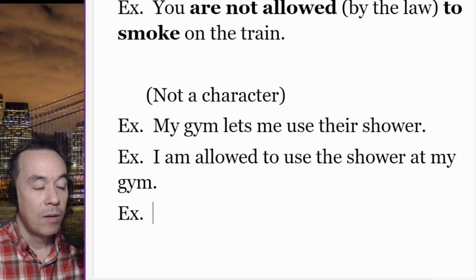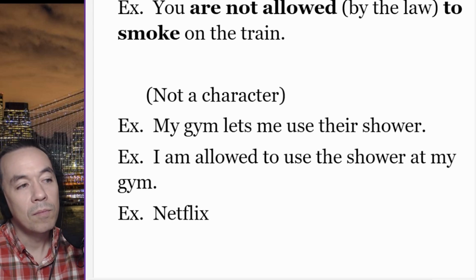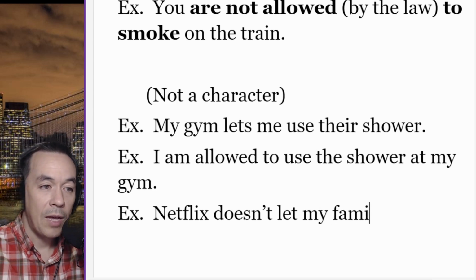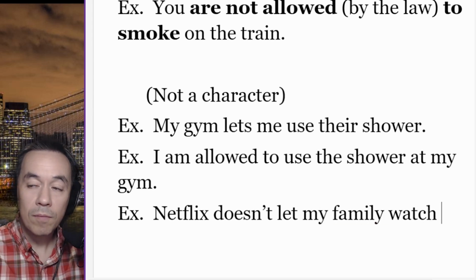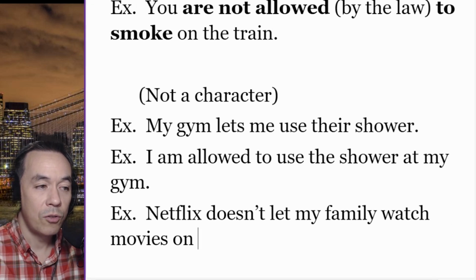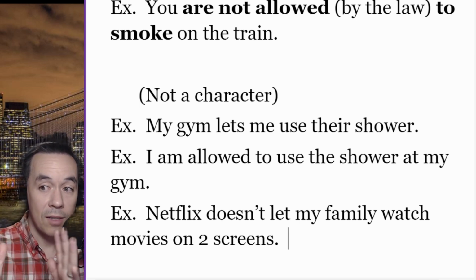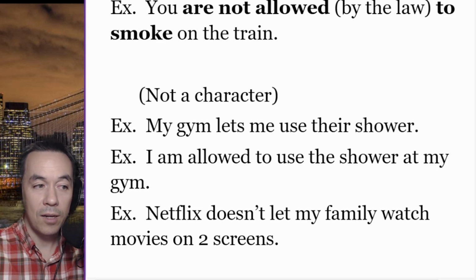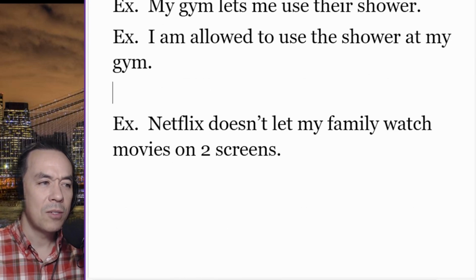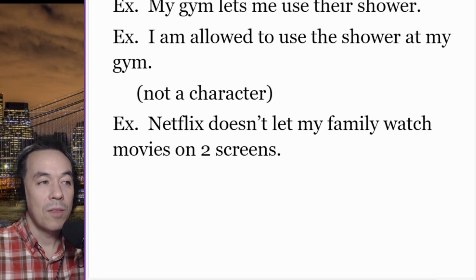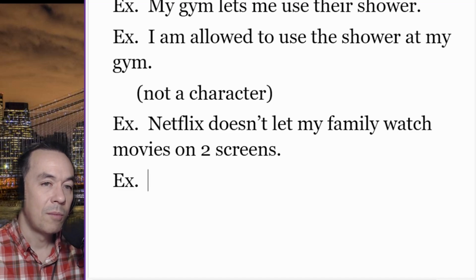Or let's say, Netflix doesn't let my family watch movies on 2 screens. The basic Netflix is 1 screen only. If they sense you're watching 2 things, they say, no, you cannot do that. So again, this is maybe a little bit strange. Netflix is a website. It's not really a character you can imagine. There's no face. There's no voice.